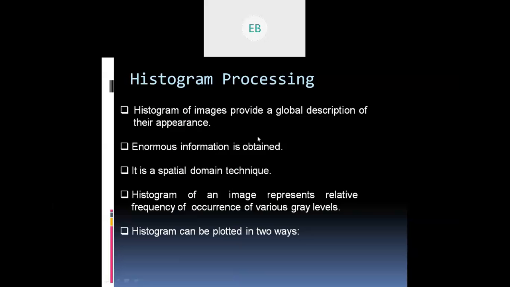Then why do we use histograms of images? See, we are talking about a lot of qualities of an image, that is image enhancement, image compression, segmentation and all. But why are we talking, okay, one sec.